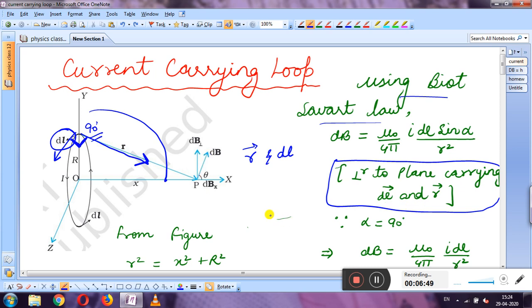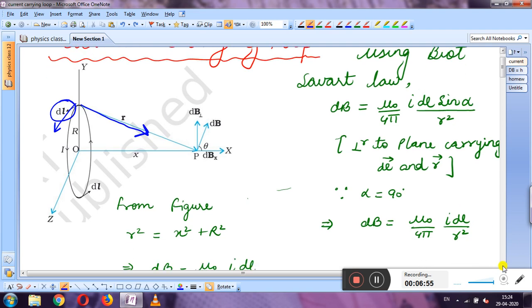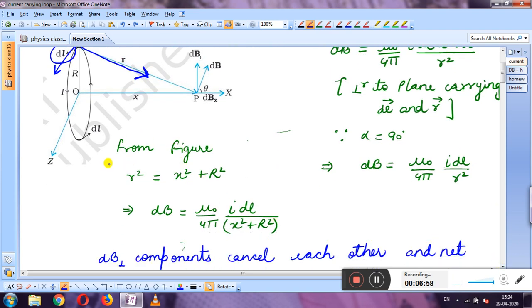Okay. After all these things, let us see what we have next. From the figure, what can we say? This small r square is equal to x square plus R square. Small r is this hypotenuse, capital R is the radius of the ring, and x is the distance of point P from the center of the ring, or you can say origin. Then using Pythagoras theorem, very easily we can write, nothing special here. In place of r square we have written x square plus R square. After substituting, we will get this result.